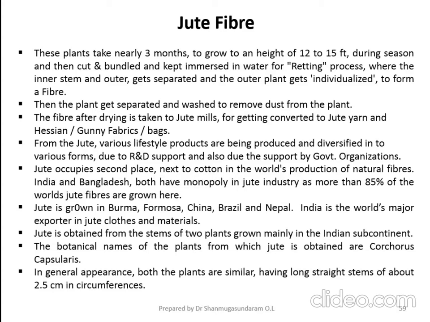Jute is obtained from the stem of two plants grown mainly in India and subcontinental places. The botanical names of the plants from which jute is obtained are Corchorus olitorius and Corchorus capsularis. In general appearance, both the plants are similar, having long straight stems of about 2.5 cm in circumference.